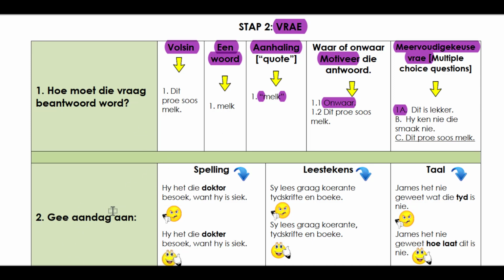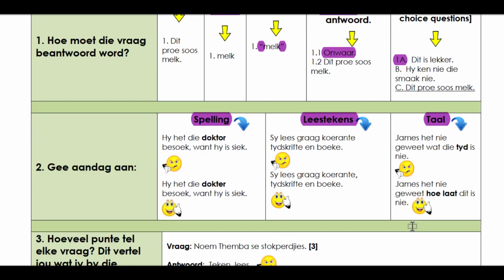Die volgende ding waarop ons wil konsentreer is die volgende. Spelling, leestekens en taal. So when we are answering our questions, the following is going to be very important. Your spelling, your punctuation, and your language usage. Okay, so here are a few examples of some really bad answers and spelling and use of punctuation and use of language. And here are some examples of some very good answers with the correct spelling, the correct punctuation, and the correct language usage. So go through these as well.